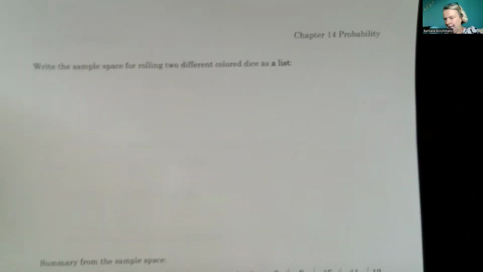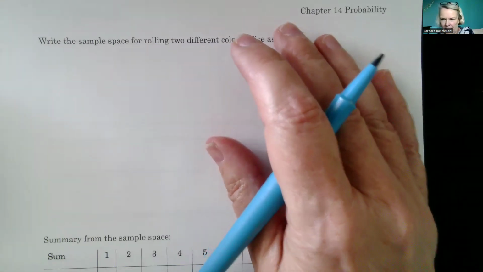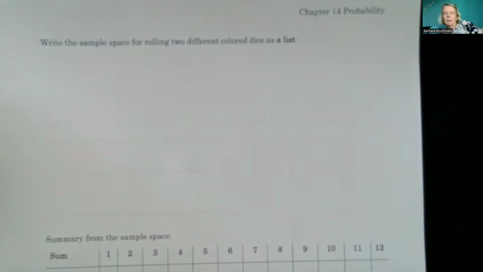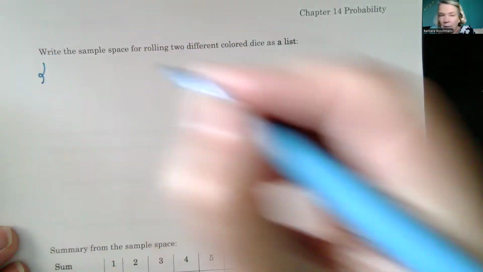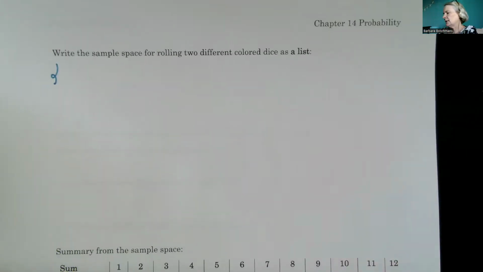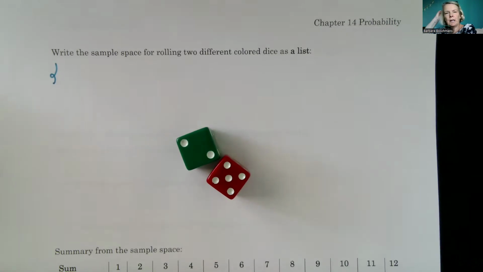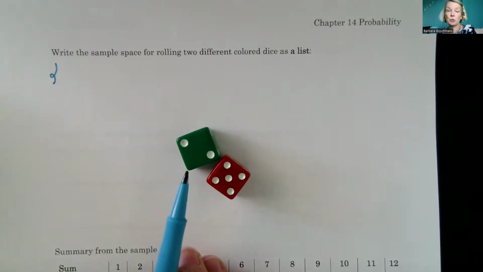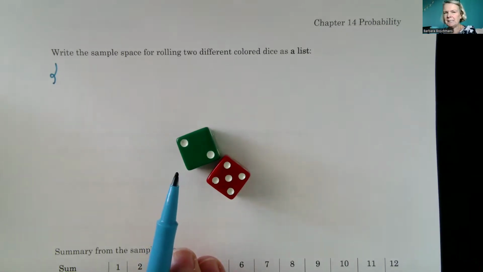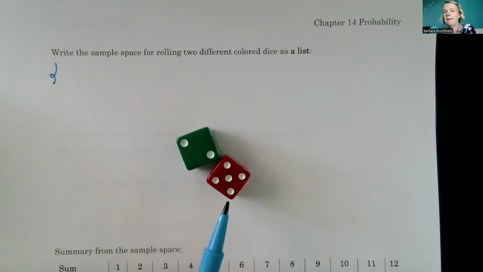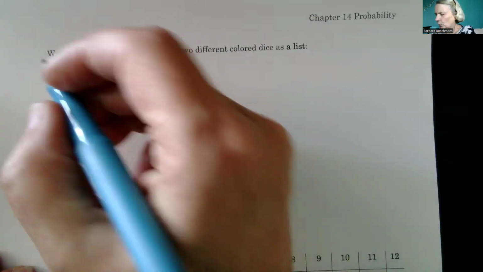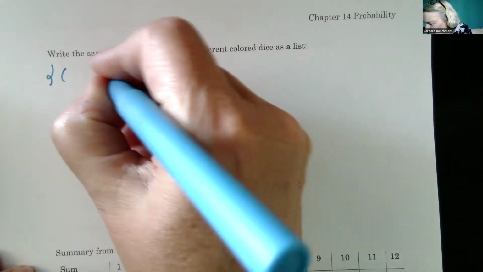What we're going to look at next is what we call a sample space. These are all the possible outcomes for this experiment. The experiment is rolling a pair of dice. So we're going to do this in a list, and you start with a curly bracket. The reason I said to roll 2 different colored dice is because this one's green. A 2 on green would be different than a 2 on red. A 5 on red is different than a 5 on green. So we're going to do ordered pairs of points.